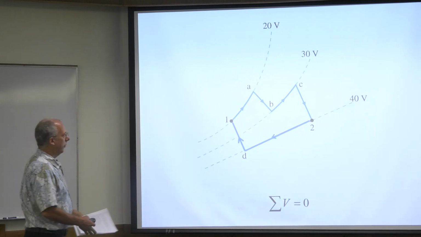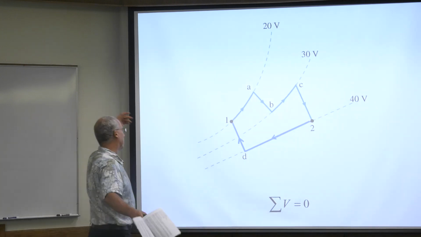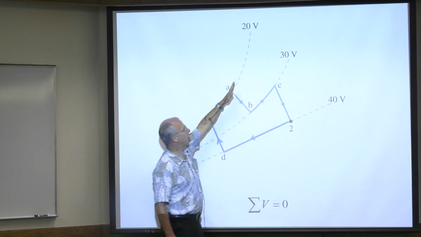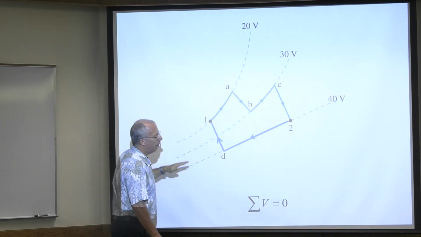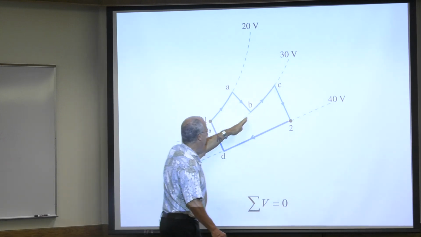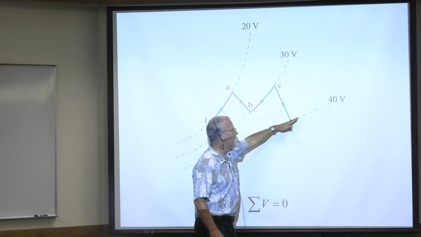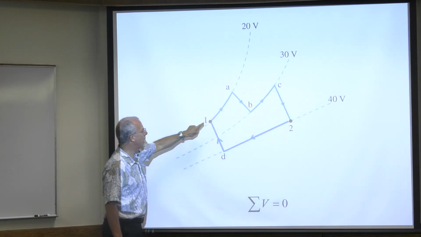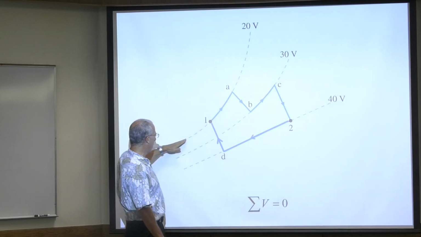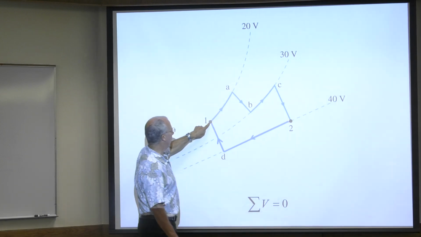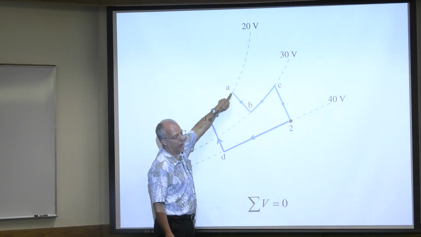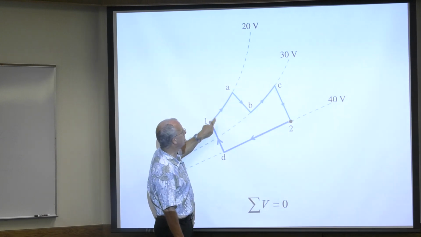Here's an example. Let's say we start here, at point 1. So this is a 20-volt line. Remember those equipotential lines we learned about earlier? This is a 30-volt equipotential line. This is the 40-volt equipotential line. So we start here at point 1. So we have 20 volts, right? Because everywhere along this equipotential line we have 20 volts. So we go from here to here. What happens? Nothing, right? Because we had 20 volts, 20 volts.